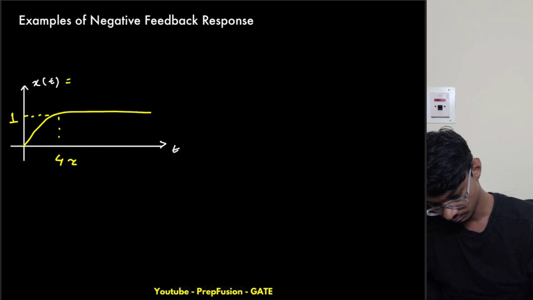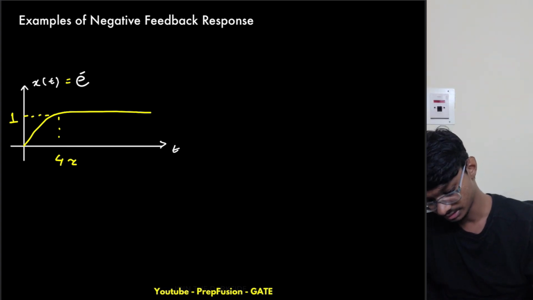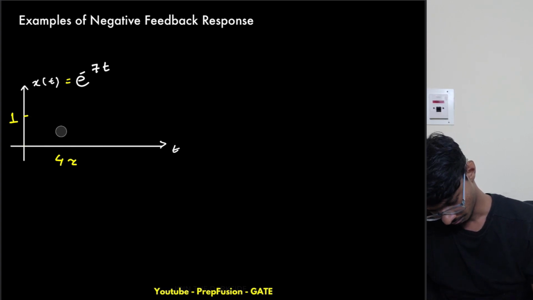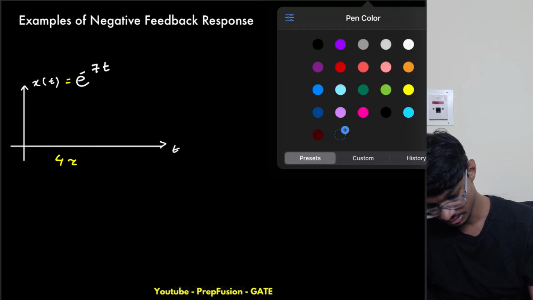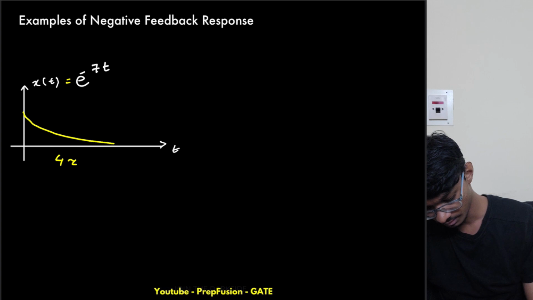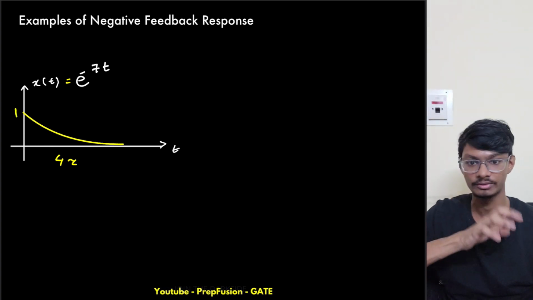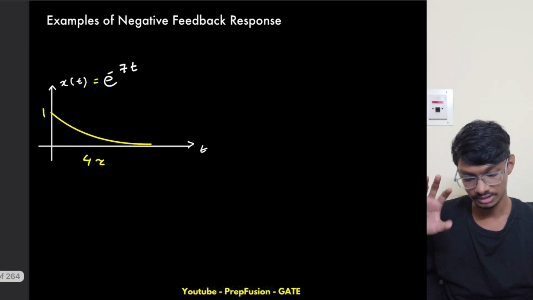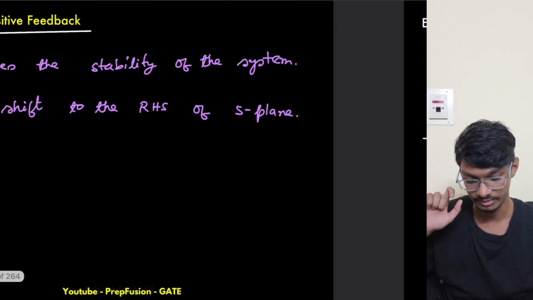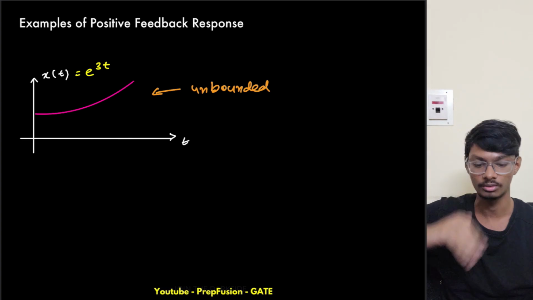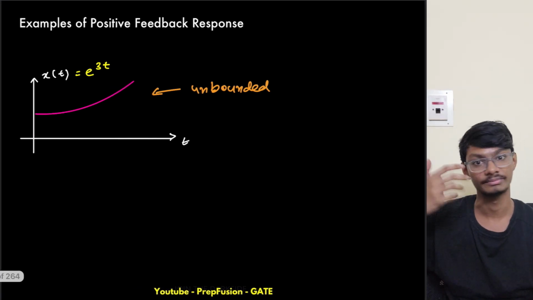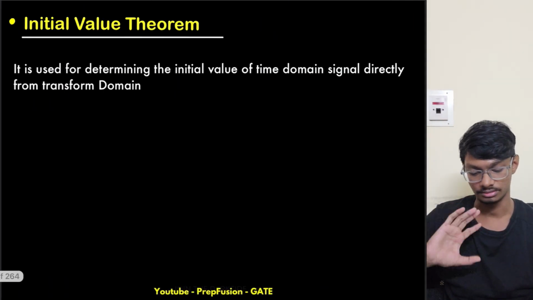We have one, e raised to 1 minus 40 70. This time 70, what will happen is this time it will settle at a much faster rate. So this was wrongly drawn previously. This will settle at a much faster rate, the speed will become much faster. So this was the negative feedback response, this was the positive feedback response. It makes a bounded signal unbounded. So that's what we studied.